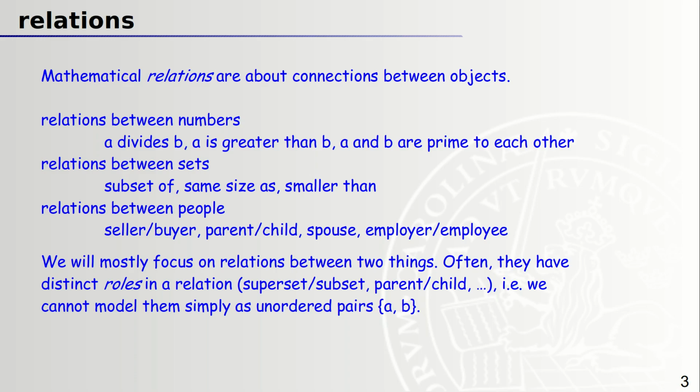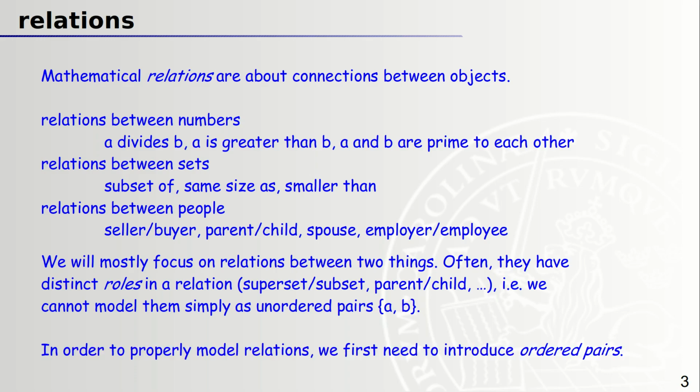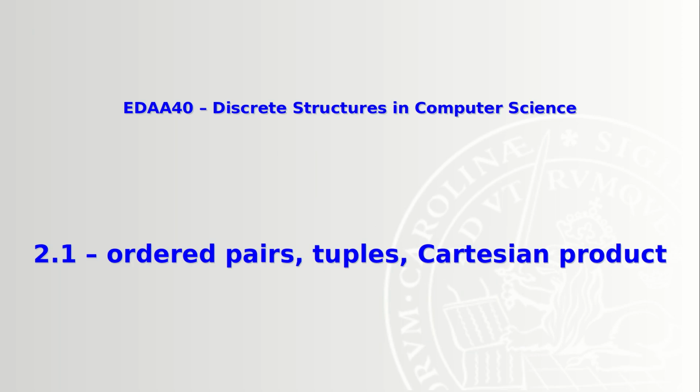For this reason, we cannot just represent a connection between two things as a simple set containing both of them, since we want to be able to distinguish, for example, which of the two is the seller and which is the buyer. Therefore, we need ordered pairs of things. That is, pairs that have a distinct first and second member. This is then the focus of our first segment, ordered pairs and sets of ordered pairs, also known as Cartesian products.